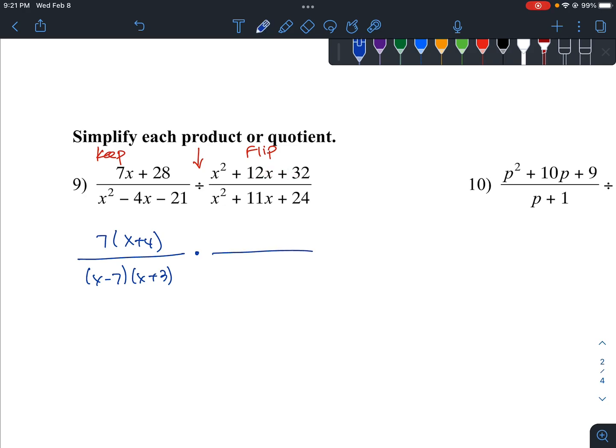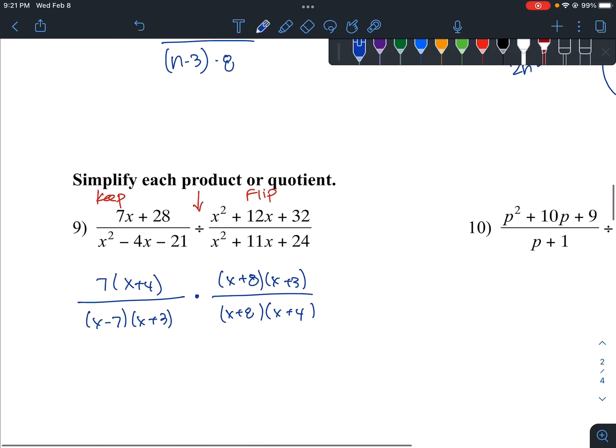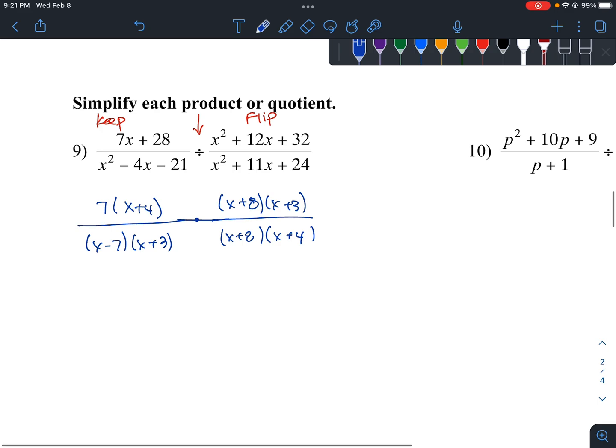On top I need two numbers that multiply to be 24 and add to be 11, so it's going to be x plus 8 and x plus 3. And on the bottom, I need two numbers that multiply to be 32 and add to be 12. That's going to be x plus 8 and x plus 4. Now that's multiplying just like it is up here. We're just going to combine it as one rational expression being multiplied.